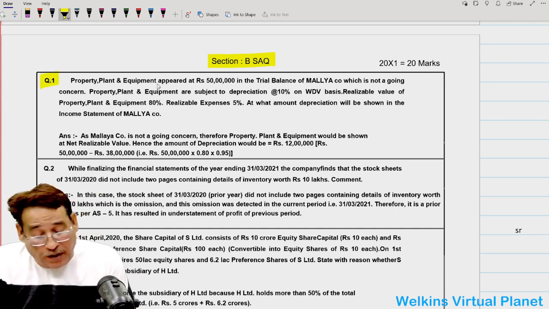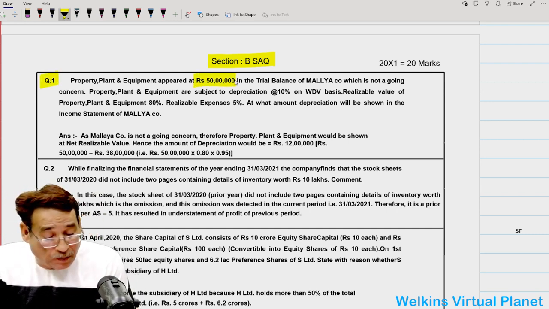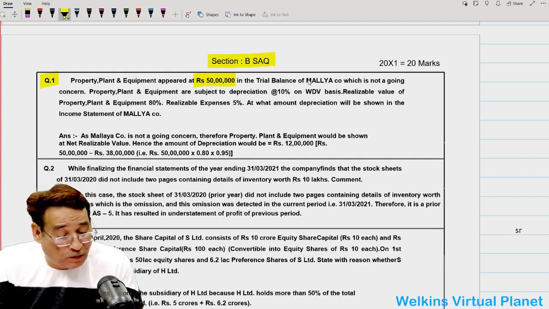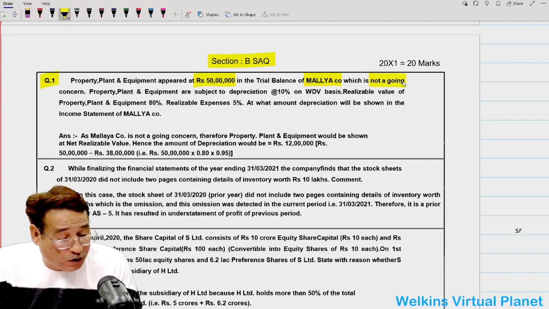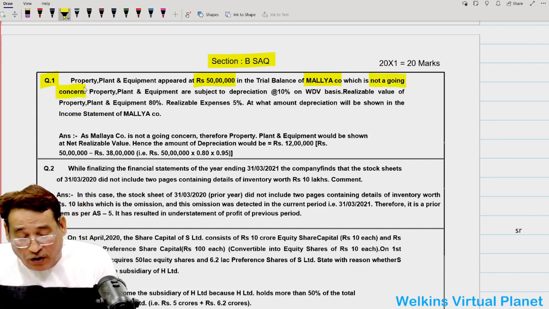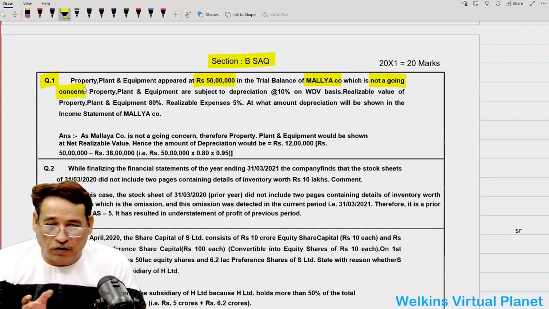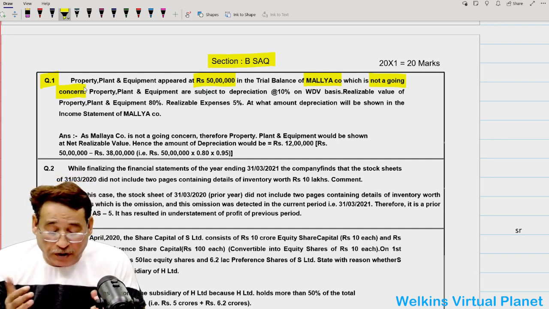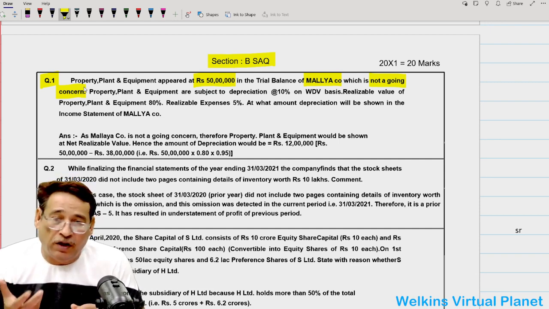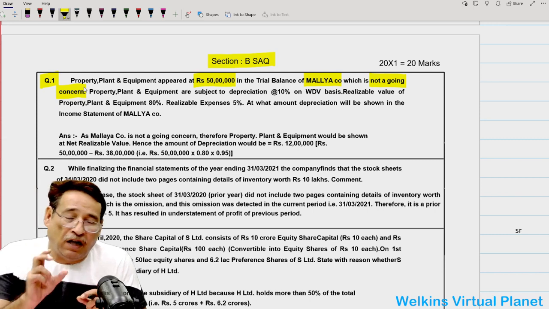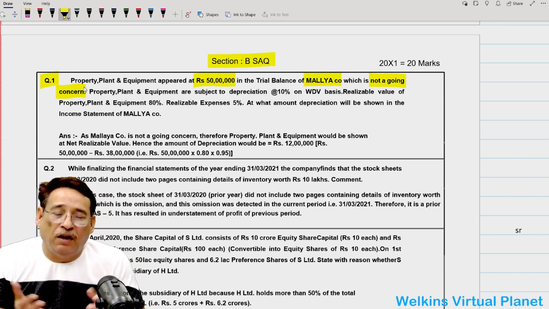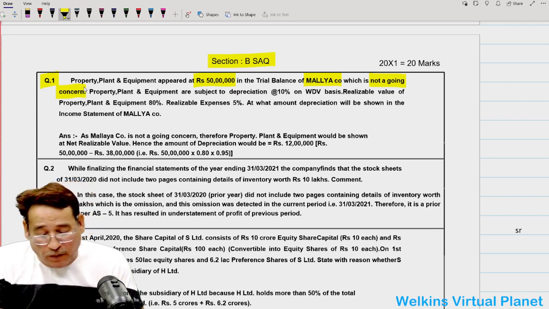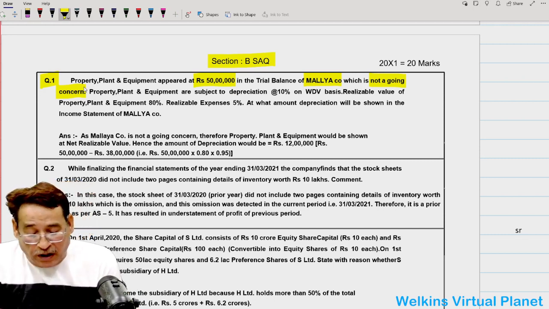Question number one. Property, plant and equipment appeared in the books at rupees 50 lakh in the trial balance of Malia Company Limited, which is not a going concern. It is not a going concern. You should be aware of this particular fact. If a particular entity is not a going concern, then all the assets and liabilities of that entity must be reflected at net realizable value. Correct? At net realizable value.